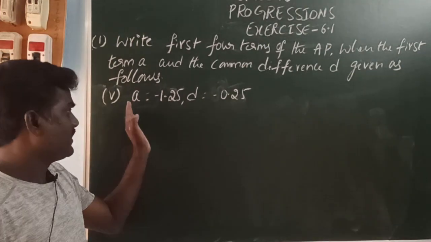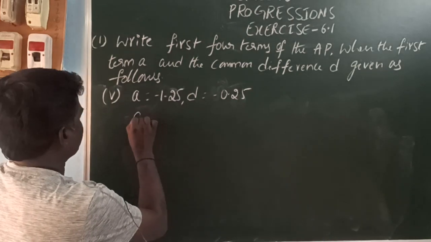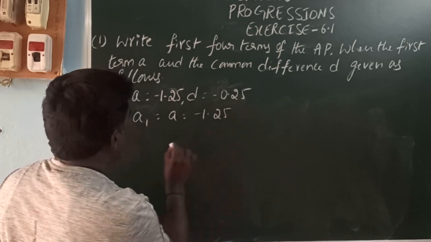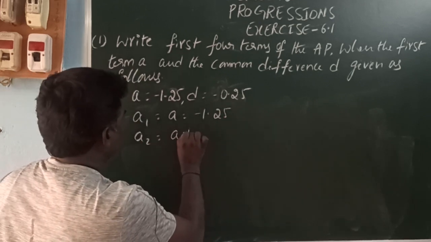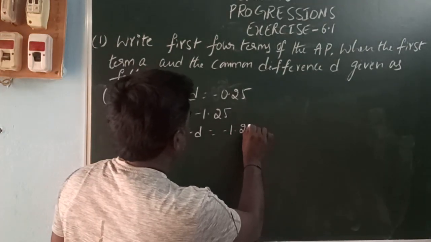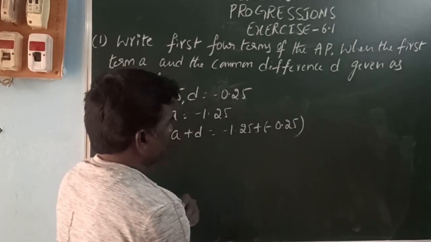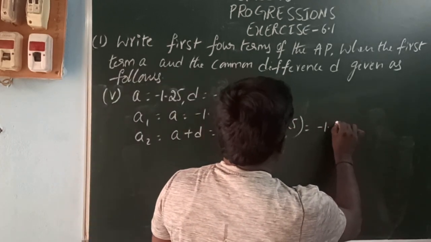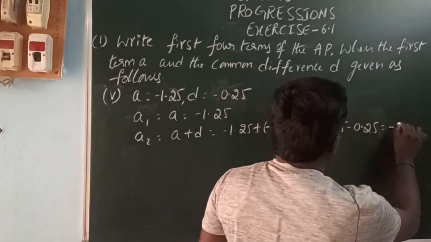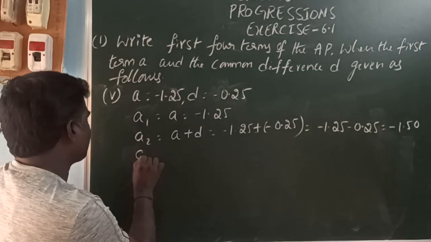Next, a is equal to minus 1.25, d is equal to minus 0.25. So the first term a1 is equal to a, which is minus 1.25. The second term is equal to a plus d, first term plus common difference. So that is minus 1.25 plus minus 0.25. Plus into minus is minus. So that is minus 1.25 minus 0.25. So that is equal to how much? Minus 1.50.